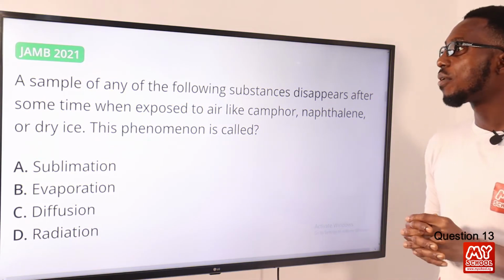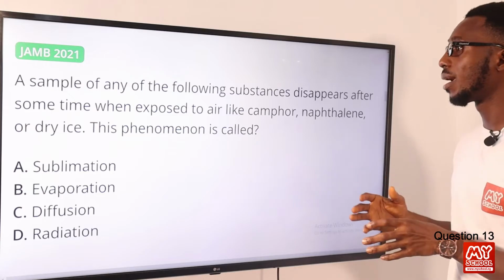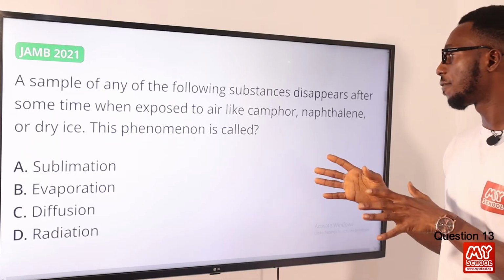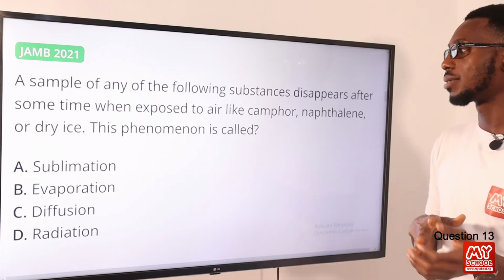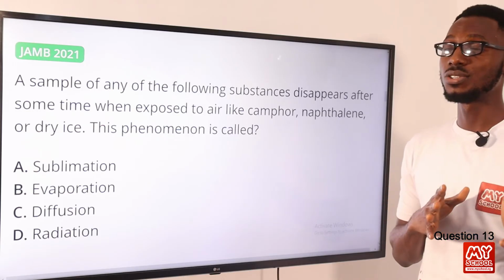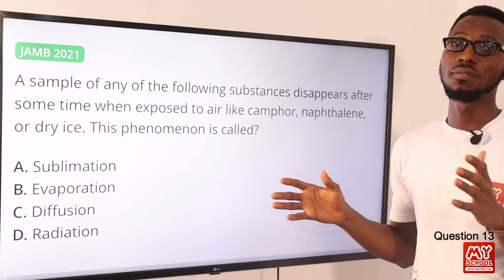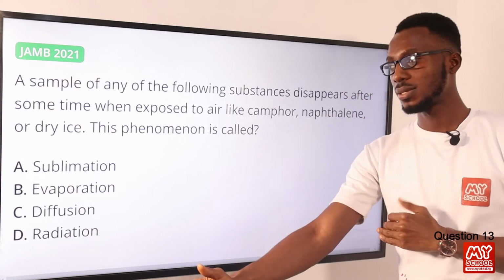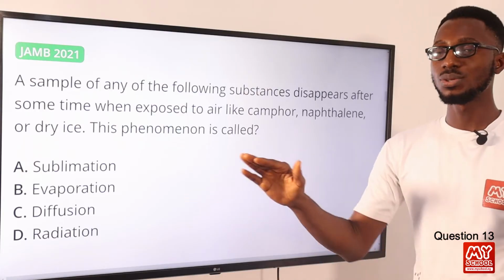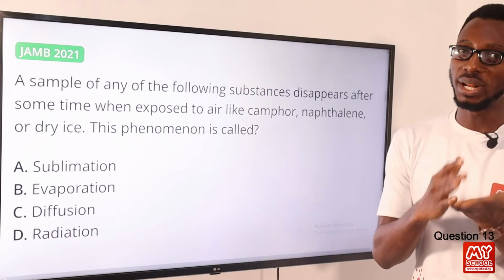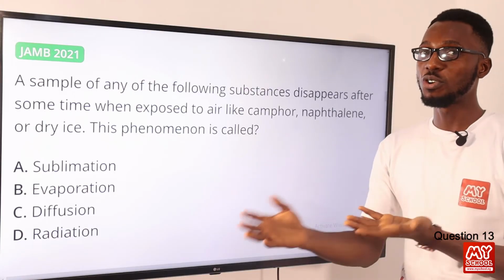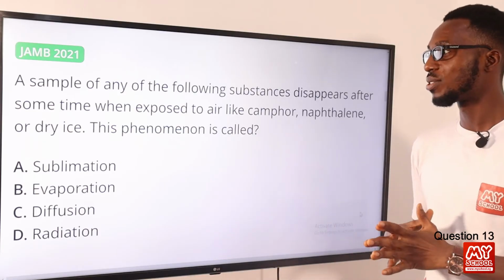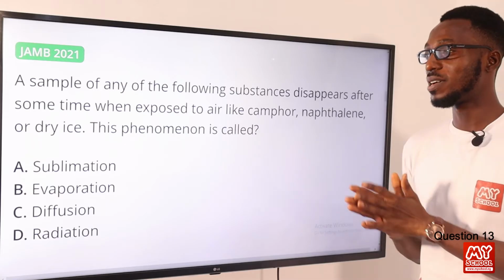13. A sample of any of the following substances disappears after some time when exposed to air, like camphor, naphthalene, or dry ice. This phenomenon is referred to as what? That's sublimation, the conversion from solid directly into vapor or gas without passing through the liquid phase. Evaporation occurs at all temperatures and is quite different from boiling. Then we have diffusion of gases and radiation of heat from the sun to the earth. So the correct option is sublimation, found in option A.